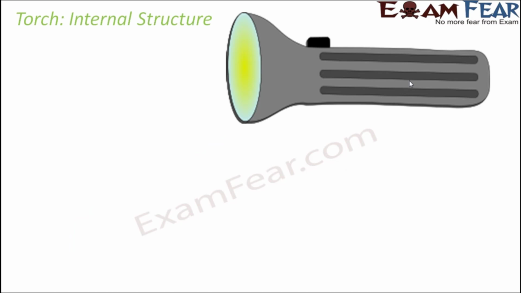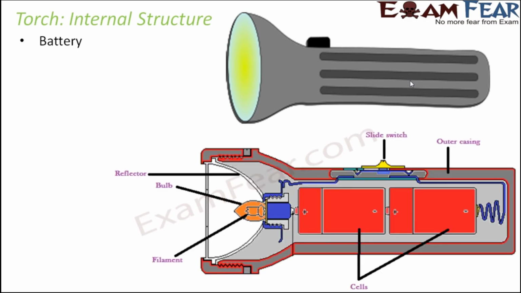Before we understand its working, let us look at the internal structure of the torch. From outside, this is how the torch looks. But when you look at its internal structure, you will see that there are batteries present here. Now, some torches have 2 batteries, some have 3 batteries. Depending upon the type and the amount of light it provides, it has different sizes of batteries. So you see here 2 cells. They are connected one after another, and the combination of 2 cells forms a battery.